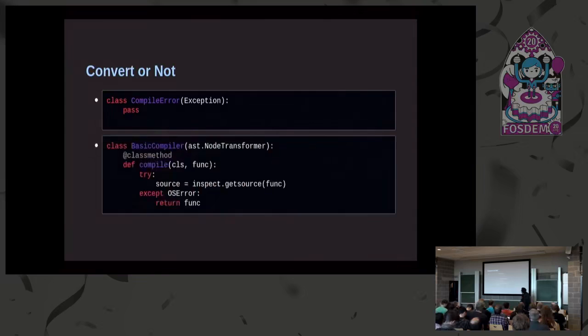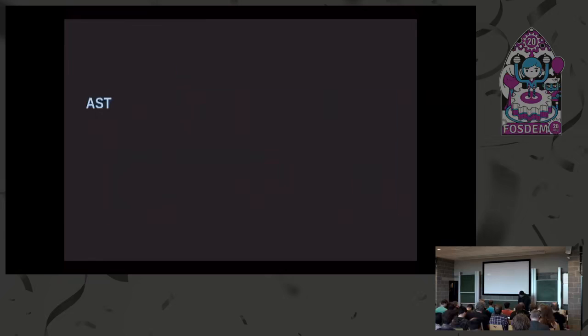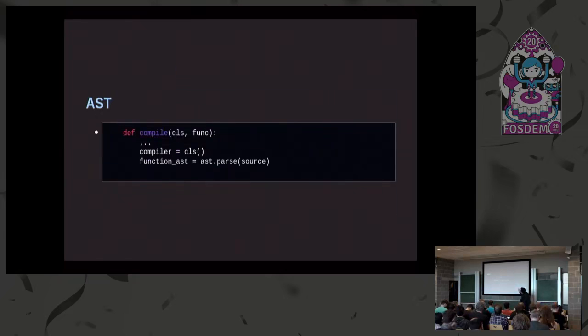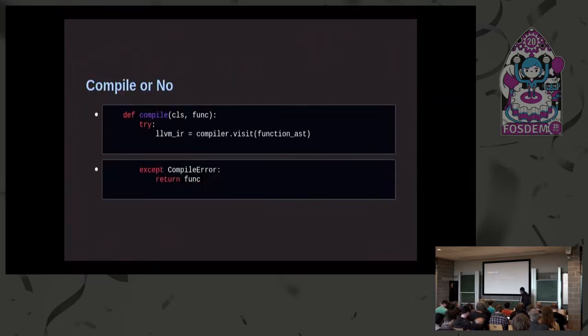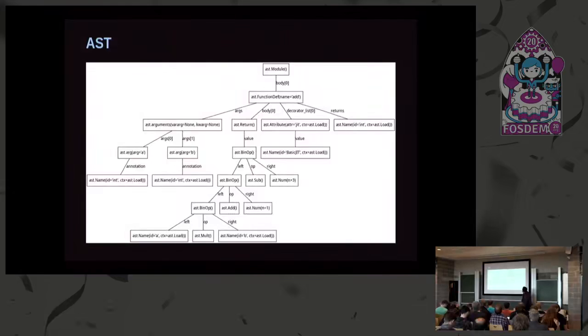This is a basic compiler. It will try to get the function source code. If it can't, it will return the normal function. And if it can, it will parse the source code into the AST, and it will try to traverse that AST using the NodeVisitor class from Python's ast. If any error happens during that traversing, it will return the normal function. So if something doesn't fit our subset, we will raise a compiler error, and if this part catches that error, it will return the function. This is the AST of that function.